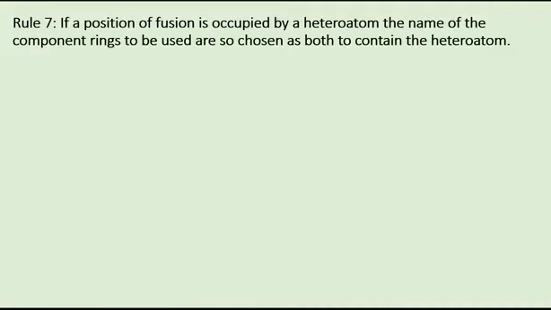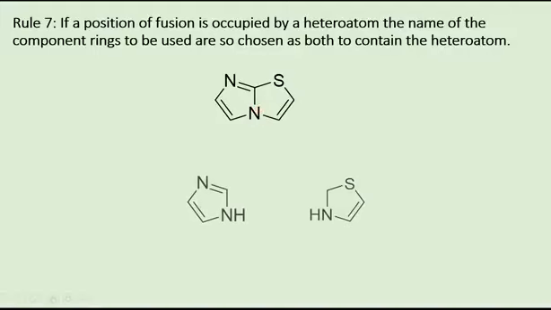Rule 7: if a position of fusion is occupied by a heteroatom, the component rings to be used are so chosen as both to contain the heteroatom. Let's make this simple. Say you have this heterocycle where, at the point of fusion across this bond, a heteroatom is there. How do we do the splitting? It's very simple: have the heteroatom in both the rings. Now you apply the general rules to decide which is the major ring and which is the minor ring.